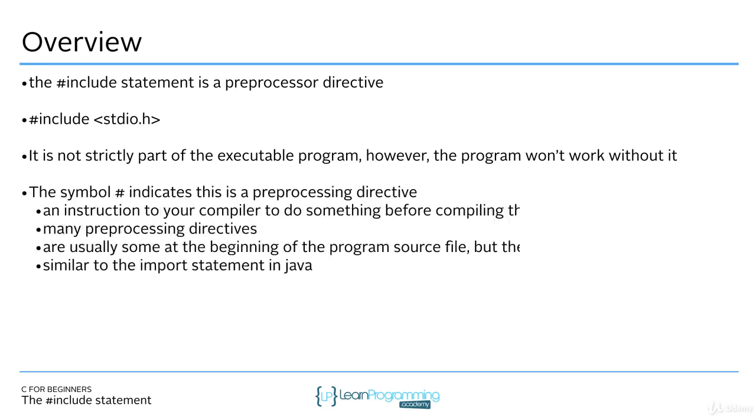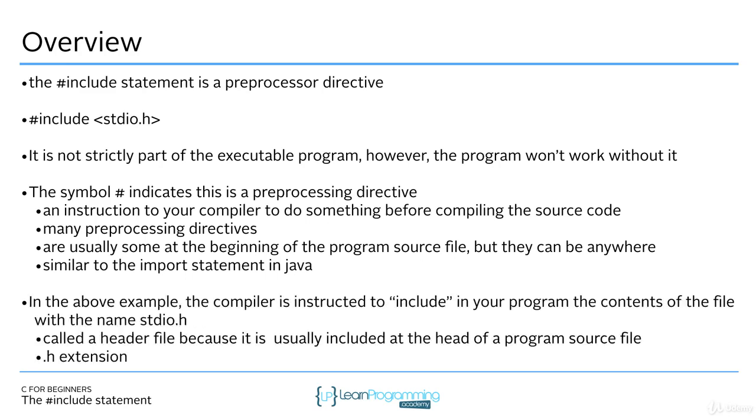So you need it. The pound symbol indicates that it's a preprocessing directive. We talked about that, which is an instruction to your compiler to do something before compiling the source code. There are many, many preprocessing directives, and we gave some examples in our preprocessing lecture. We talked about constants, defined statements, and if and else and so forth, the conditional preprocessing directives. But this is one of the most commonly used ones, the include. These directives can be anywhere in your source code, but they're usually at the top. And this include preprocessor directive is very similar to the import statement in Java, if you're familiar with that. But what does that mean?